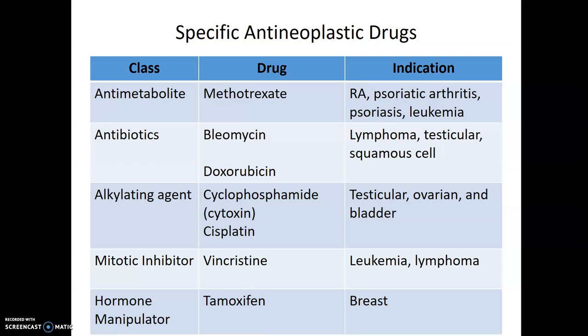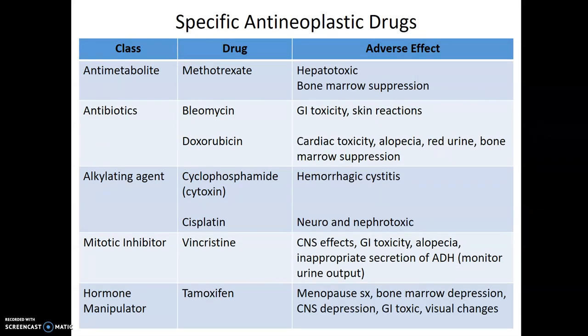A hormone manipulator is tamoxifen. It is commonly used to treat breast cancer. It produces menopausal symptoms, bone marrow depression, central nervous system depression, is GI toxic, and can cause visual changes. And here are those listed on slide 5.